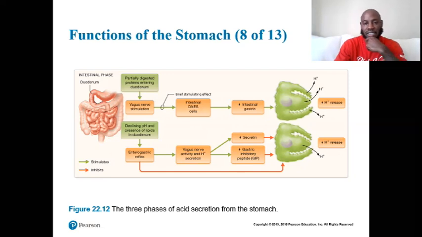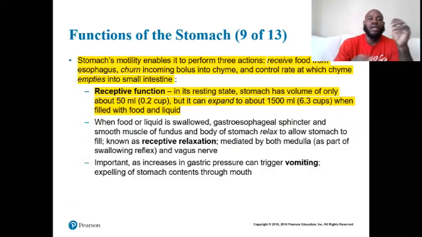All right, so this is the intestines. The stomach's motility enables it to perform three actions. You receive the food at the esophagus, so passing through the esophageal sphincter, turns the incoming bolus. We go from bolus to chyme, and we also control the way in which chyme empties into the small intestines, right? So we have a control mechanism there. In its resting state, stomach has a volume of only 50 milliliters, but it can expand to 1,500 milliliters when filled with food and liquid.